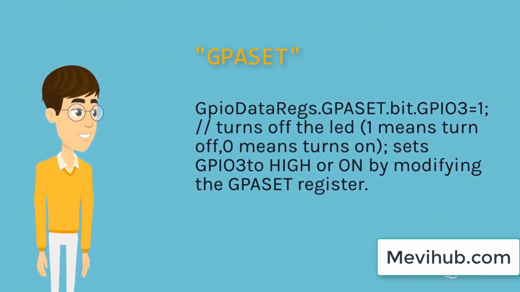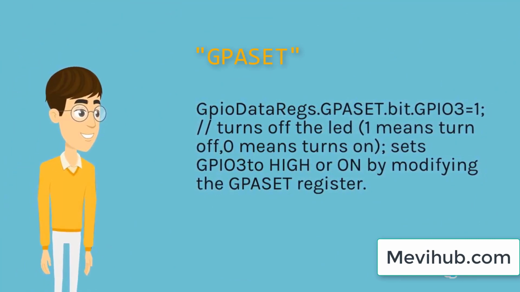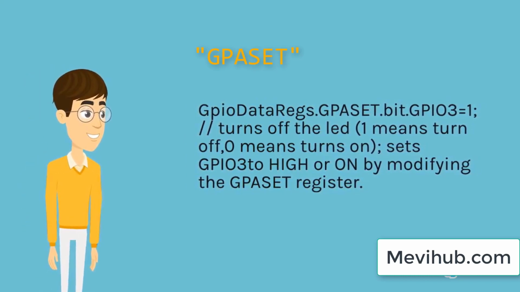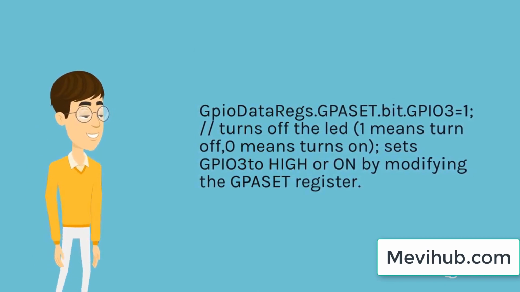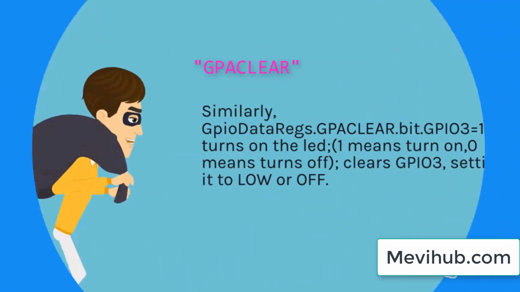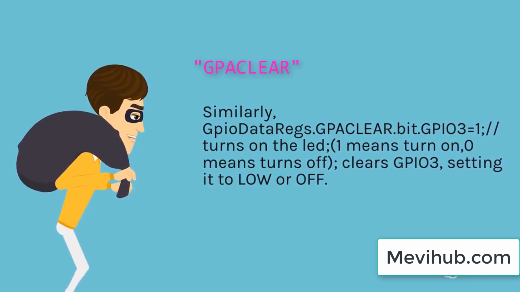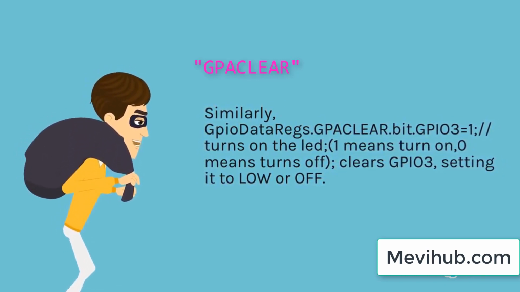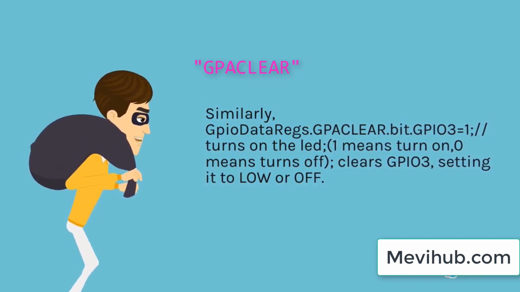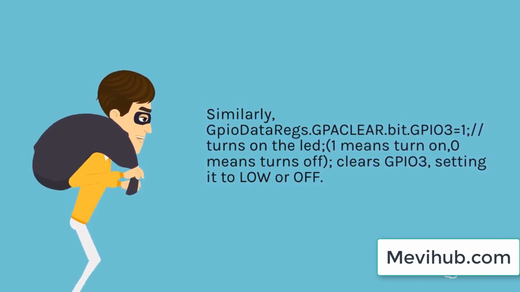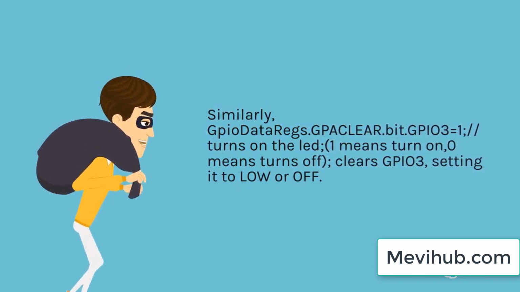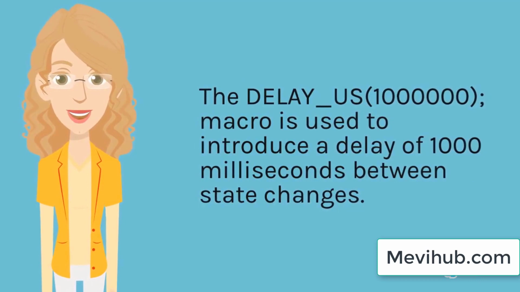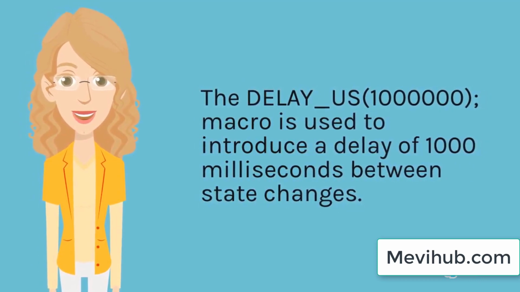GPASET.bit.GPIO3 equals 1 turns off the LED. 1 means turn off, 0 means turn on. It sets GPIO high by modifying the set register. Similarly, GPACLEAR.bit.GPIO3 equals 1 turns on the LED. It clears GPIO3, setting it to low. The DELAY_US macro with 1 million is used to introduce a delay of 1000 milliseconds between state changes.